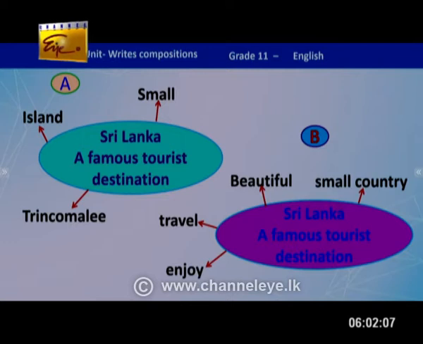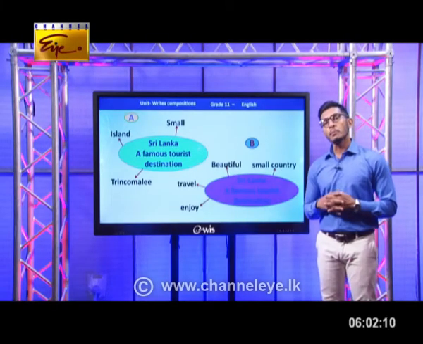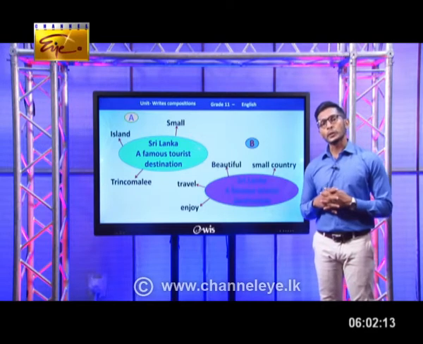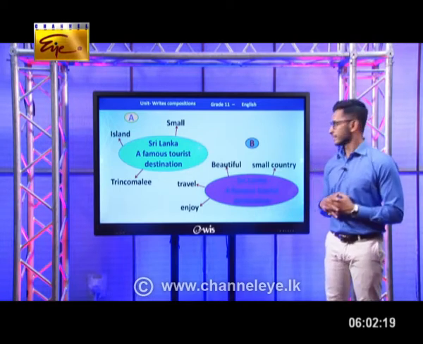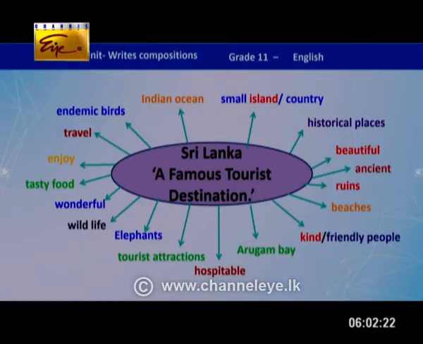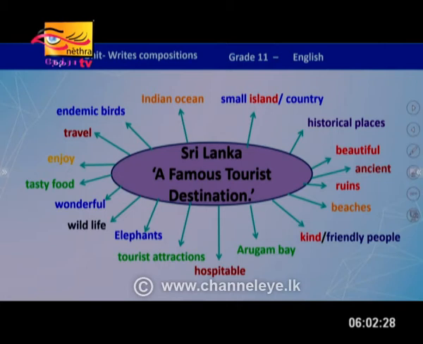I hope you have completed your mind map. Now I'm going to show you a mind map in the next slide. There I have included some of the words and phrases you might have written in your mind map. Shall we read it? Sri Lanka, a famous tourist destination. Small island or country, historical places, beautiful, ancient, ruins, beaches, kind or friendly people, Arugambe, hospitable, tourist attractions, elephants, wildlife, wonderful, tasty food, enjoy, travel, endemic birds, Indian Ocean.